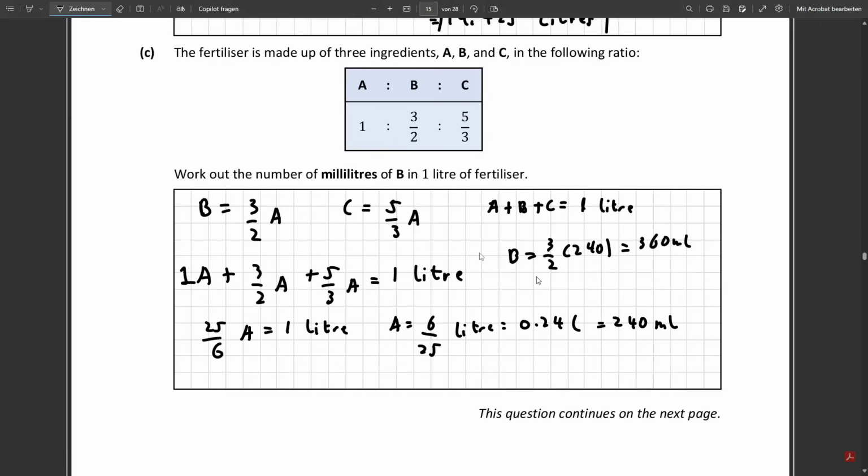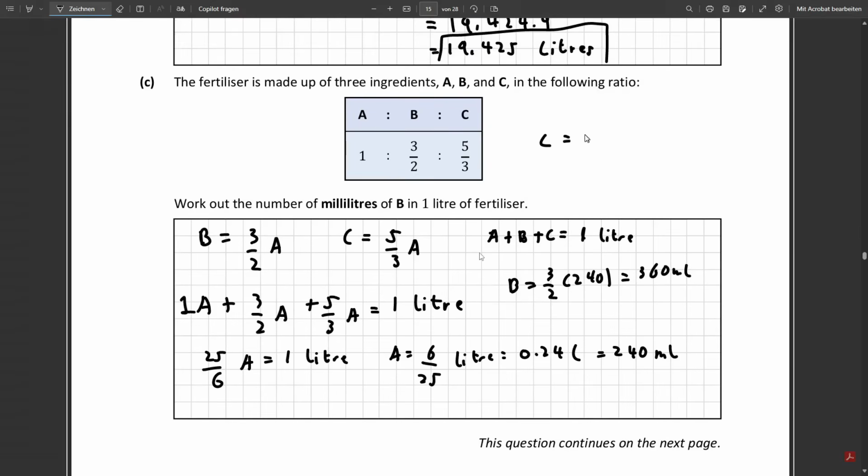And a way that you can check your answer is if I calculate C here, which will be 5 over 3 times A, which is 240. So I can say 5 times 240 over 3 on my calculator, and I get 400. When I add all of these three up, well, adding these two together gives you 600. Add the 400, that gives us 1 liter. So we know we did this right because it all adds up to 1 liter.